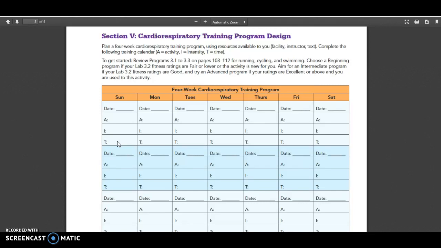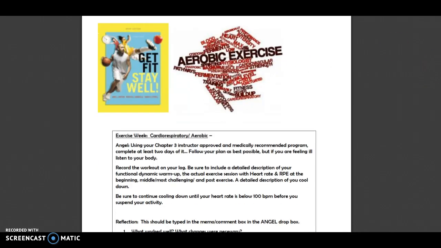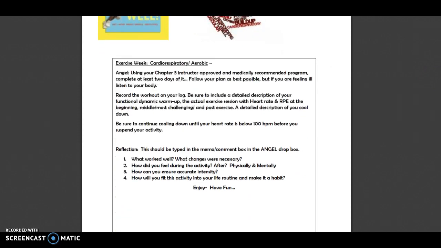Please keep in mind that aerobic exercise needs to be done for a minimum of 15 minutes. So if you're going to be doing aerobic exercise, it needs to be 15 minutes. Okay? Remember, do not begin a program without my approval. And when you do get to this week and you're working on your program, you will see that this week's aerobic exercise asks you to log it.